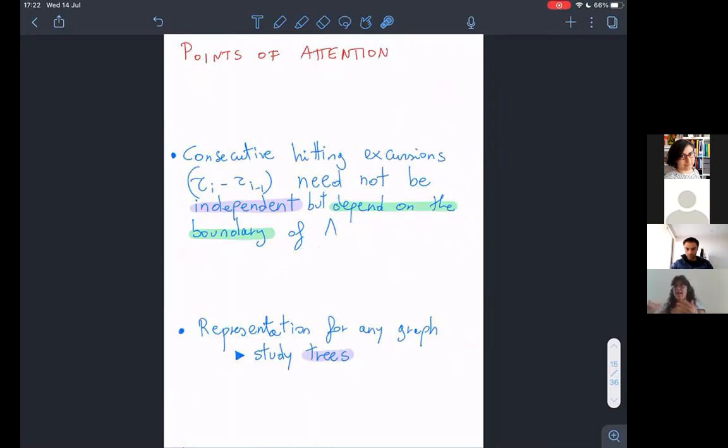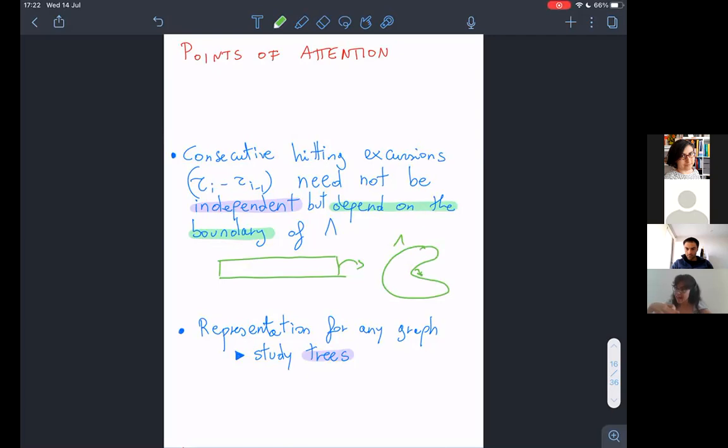One disadvantage is that these hitting excursions or hitting times depend a lot on the geometry of your lambda. You can imagine that you can have domains which are very, I don't know, thin, and once your random walk steps outside of them, it's easy to stay outside. But there can be other domains where once you step out, it's easy to come back, to return to your lambda.